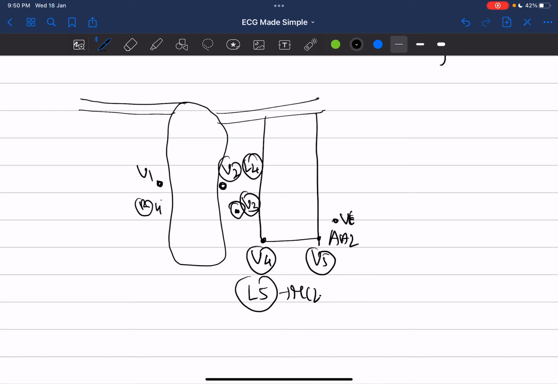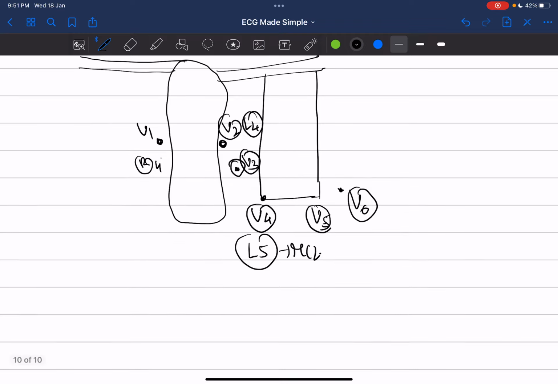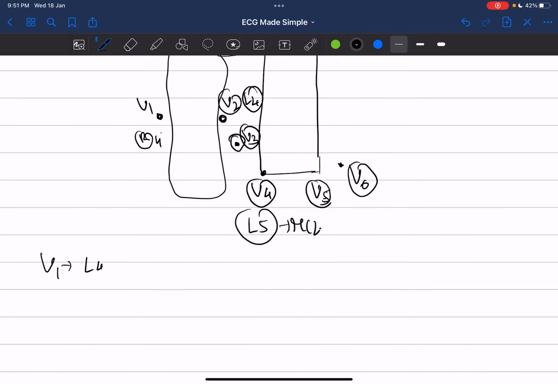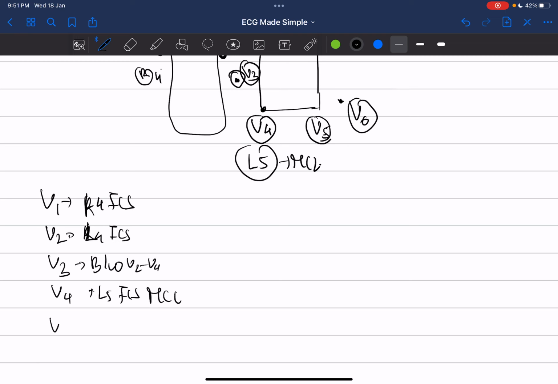Okay, so V5 in the anterior axillary line and V6 in the mid axillary line. Sorry, V1 is in the right fourth intercostal space and V2 in the left fourth, then V3 between V2 and V4, and V4 in the left fifth intercostal space in the mid clavicular line, and V5 in the anterior axillary line, same left fifth intercostal space, and V6 in the mid axillary line.